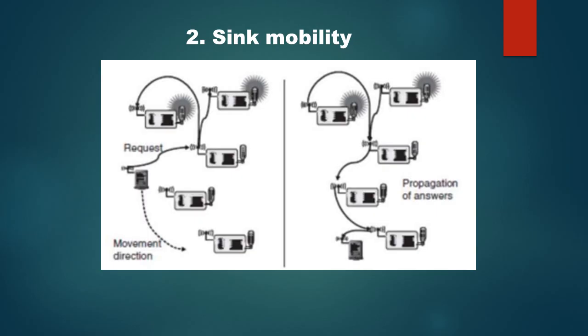Second one, sink mobility. Here the sink can move from one place to another and the request can be sent to the source node from the sink node. Where the information is present, the sink node can get the information from the particular source node.